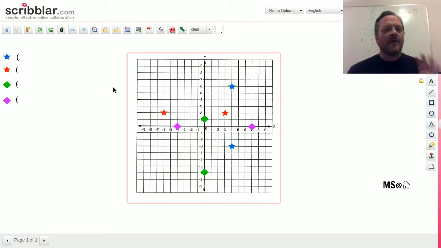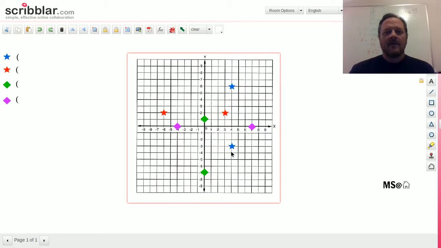Okay, so I have four different shapes. Well, they're two different shapes with four different colors. I have blue stars, red stars, green diamonds, purple diamonds, and those are going to be pairs of points. All right. So let's look at these blue stars over here first. I have one here and one here. Do you see those on the coordinate graph?